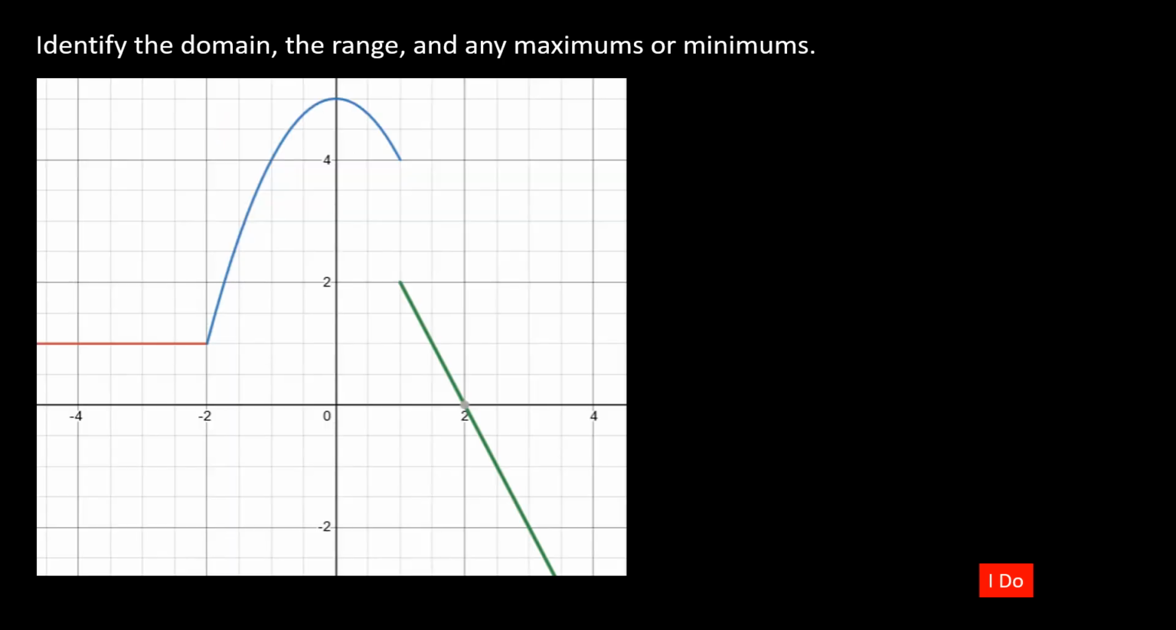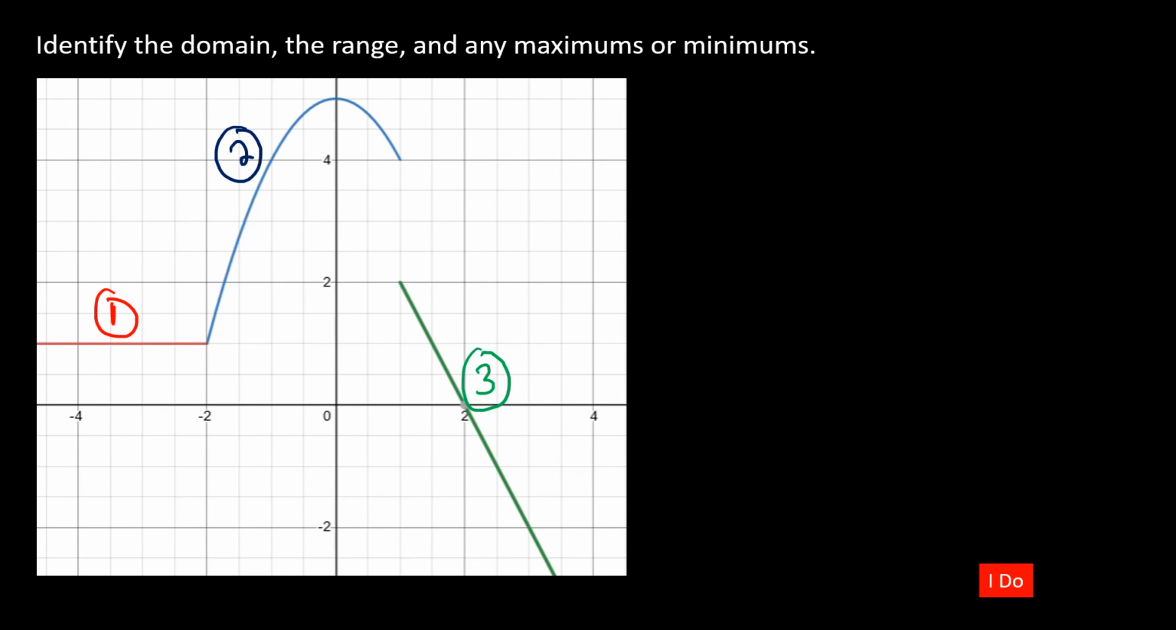And our last set here, we're given what's known as piecewise functions, and our ability to analyze these graphs, okay? When we're looking at these, we want to identify the domain and the range and any maximums or minimums. If you see it here with the red, it's one part of a function. The blue here is another part of the function. And the green here is another part of the function.